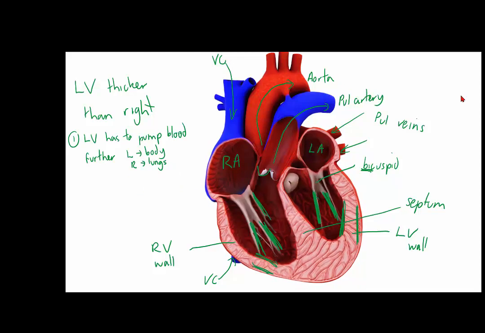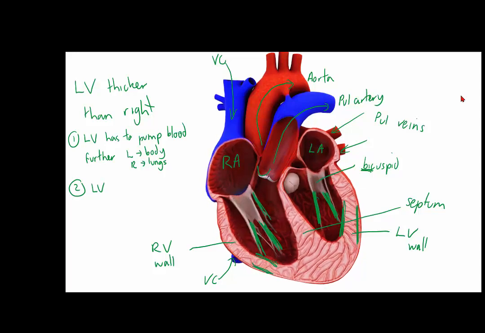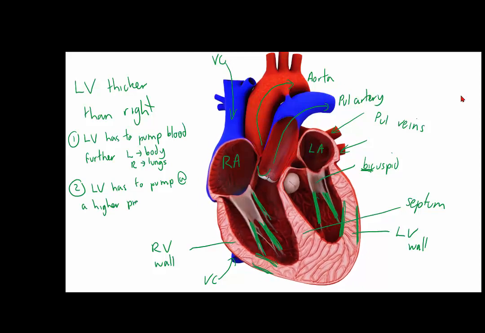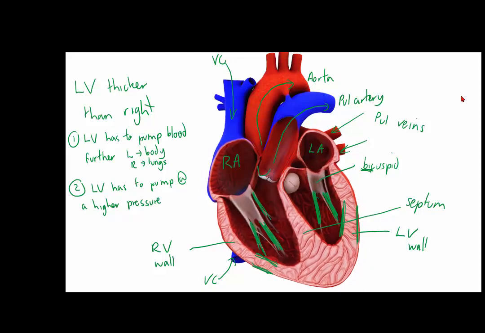So the left ventricle has to pump it further. The second thing is, because the left ventricle has to pump blood further, it also has to pump at a higher pressure. Now, that's really important because it needs to go to high pressure to make sure that all the glucose and oxygen can get delivered to all the cells really, really quickly.